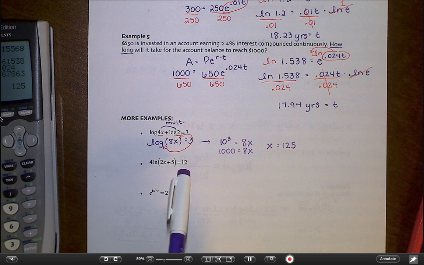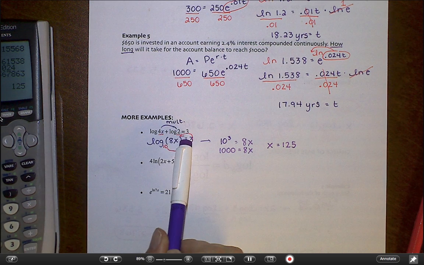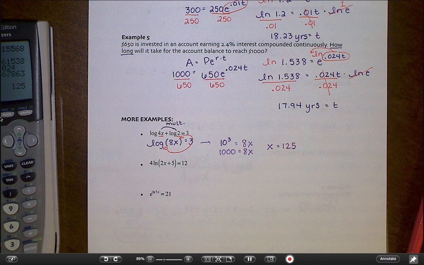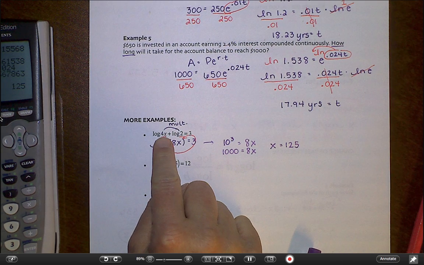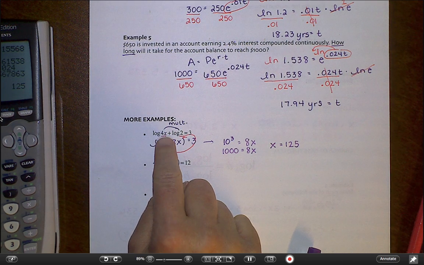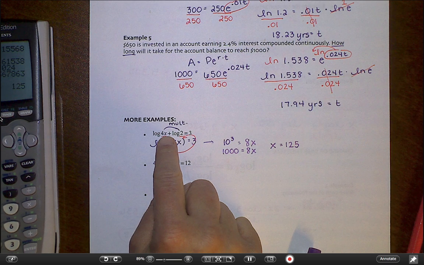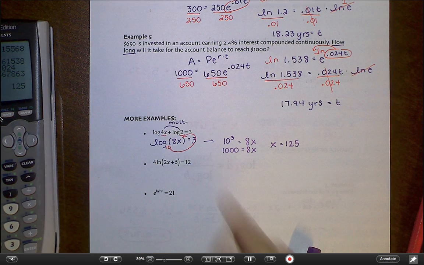Now, if this had been a situation where I had logs on both sides of the equations, I would have still taken this same strategy. I would have gotten to the point where I could say log of something just by itself here equals log of something else. But then once you have that scenario, if you've got logs on both sides, then you can set the two pieces equal to each other.